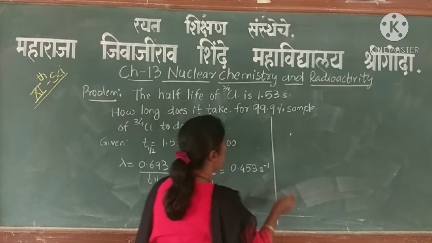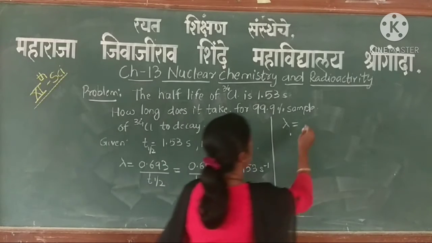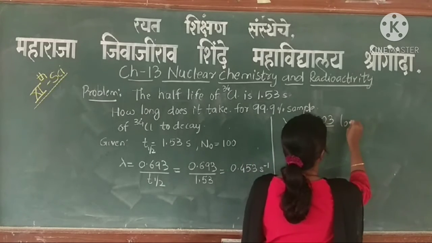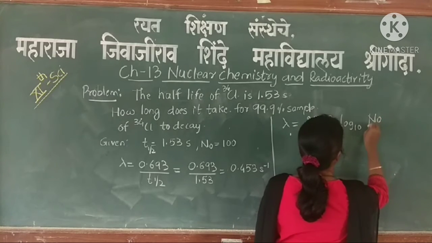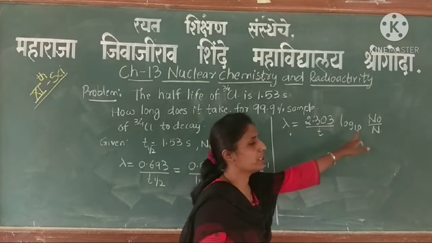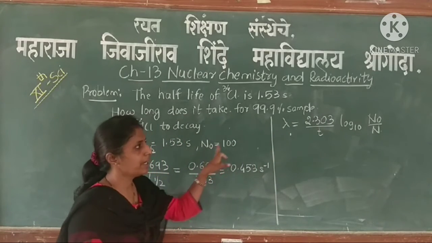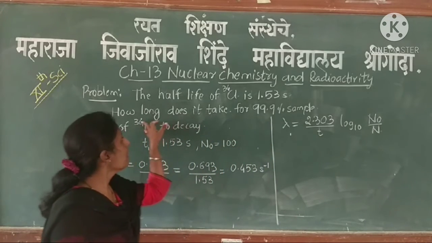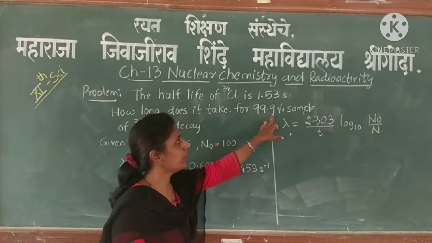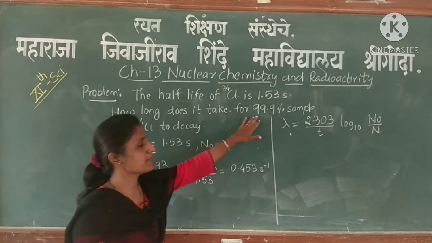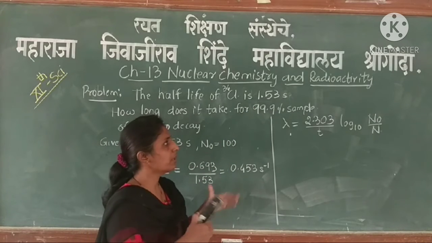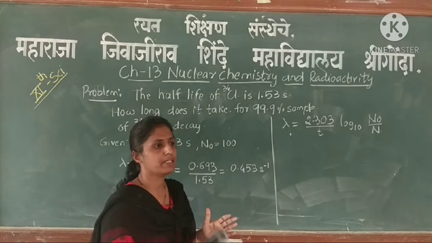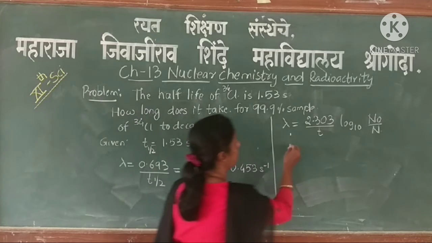Now what is the formula for decay constant? Lambda is equal to 2.303 upon t log to the base 10 of n0 upon n. n0 is your initial number of nuclides, that is 100, and n is the number of nuclides at that instant. Now here it is given, how long does it take for 99.9% of the sample to decay? It means this much of the sample would have decayed. So 99.9% out of 100 of the sample is gone, that is, decayed. How much is left? How will you calculate that?